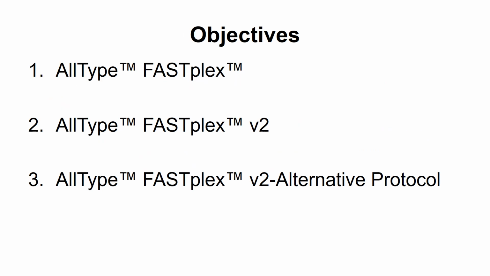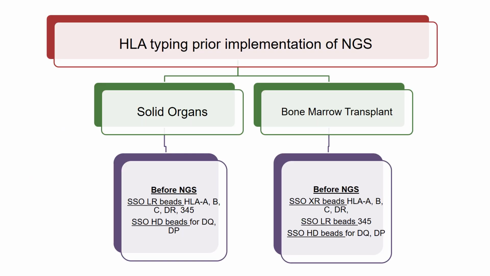I will start my presentation by talking about AllType FASTplex version 1 validation. Then I will talk about the validation of AllType FASTplex version 2. At the end, I will share with you some of the preliminary work that we did in collaboration with One Lambda to validate AllType FASTplex version 2 using the alternative method.